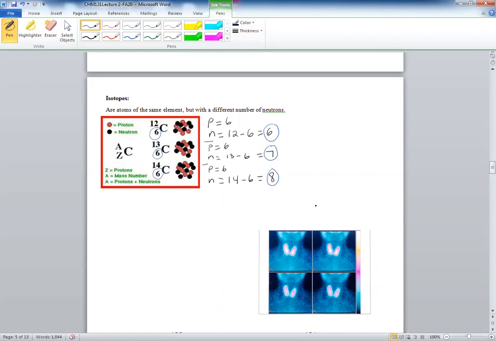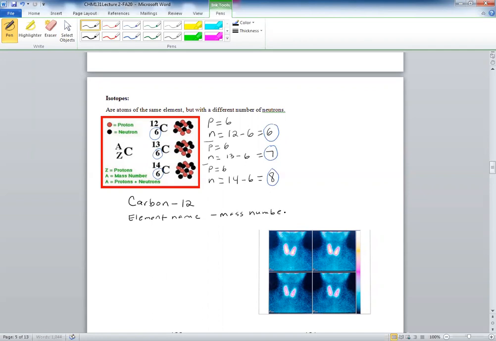There's one thing that we would like to learn here: when we write the isotope name, we always write the element's name. So in this case, we say carbon, and we always follow that by the mass number. So it goes like this: the element's name, and then the mass number.